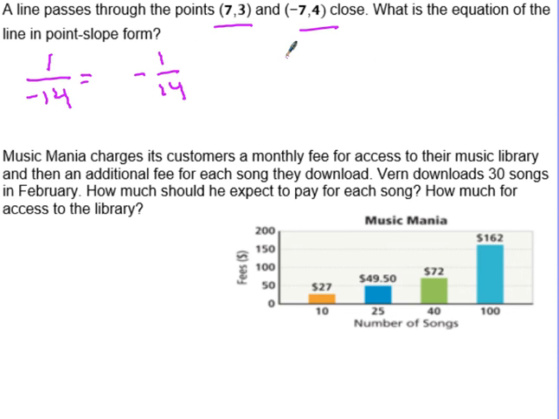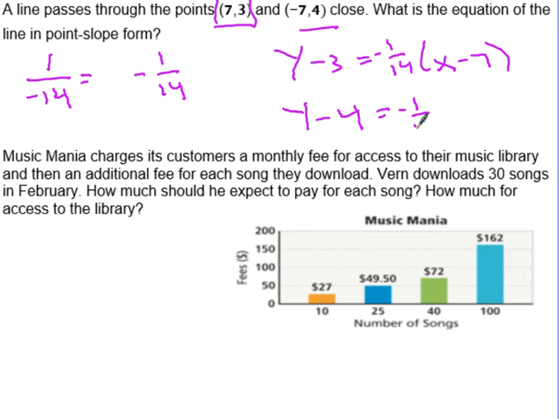Okay, so now I can just pick a point. It does not matter what point. I'll use this point because it's positive, so it makes it a little bit easier. Minus 3 equals negative 1/14 x minus 7. If you chose this point, that means it would have been y minus 4 equals negative 1/14 x plus 7. So those are the 2 possible answers of writing an equation in point slope form.